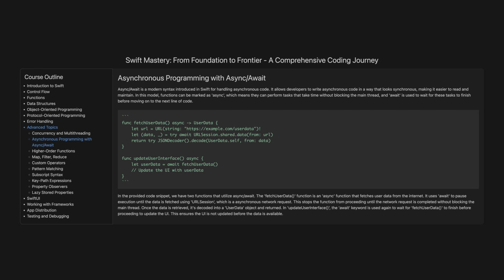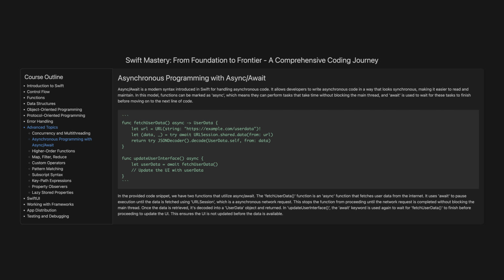line of code. In the provided code snippet, we have two functions that utilize async await. The fetch user data function is an async function that fetches user data from the internet. It uses await to pause execution until the data is fetched using URL session, which is an asynchronous network request. This stops the function from proceeding until the network request is completed without blocking the main thread. Once the data is retrieved, it's decoded into a user data object and returned.